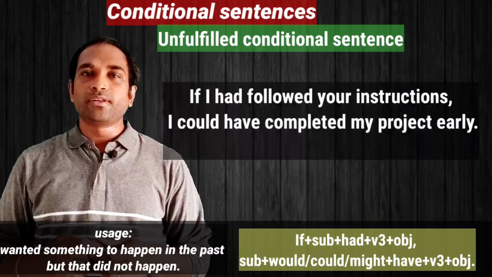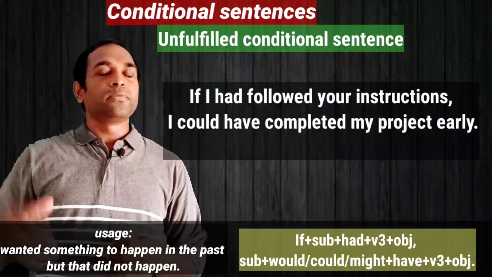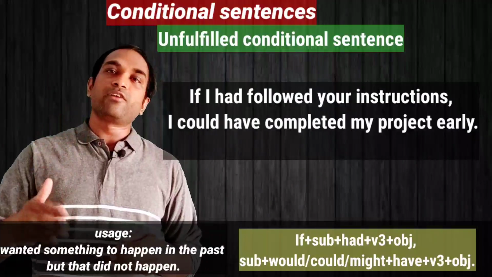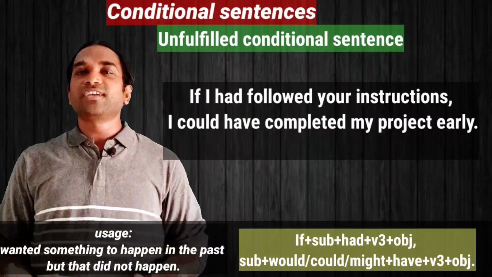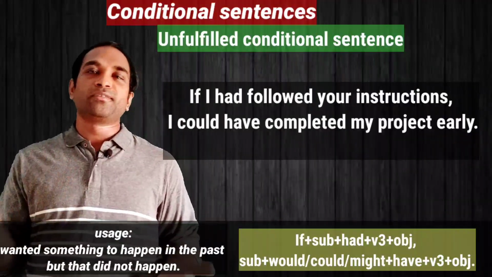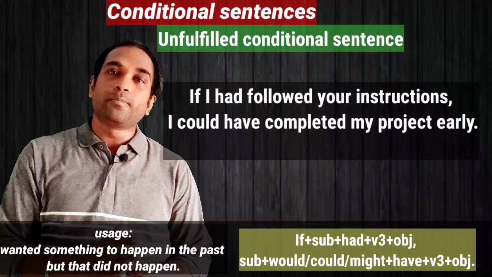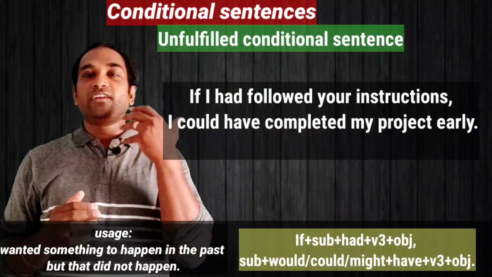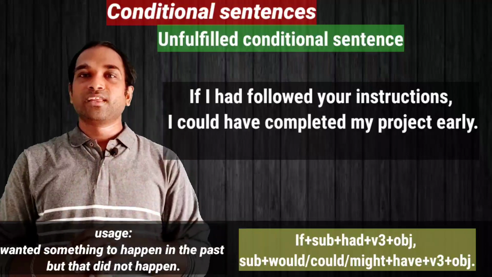Let us see this example. If I had followed your instructions, I would have completed my project work. If I had followed your instructions, I could have completed my project. That means I did not follow your instructions, and hence I could not complete my project. So the condition that failed in the past was following the instructions, and so I said if I had followed your instructions. That was unfulfilled.